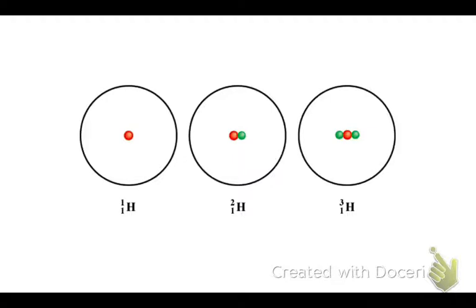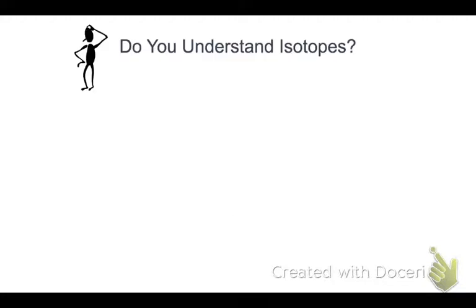Now here is a nice picture to show these atoms, and you can see that the difference is in the nucleus. Hydrogen 1,1 has one proton in the nucleus. Hydrogen 2,1 has one neutron and one proton. And the last one still has one proton to keep it hydrogen, but 2 neutrons.